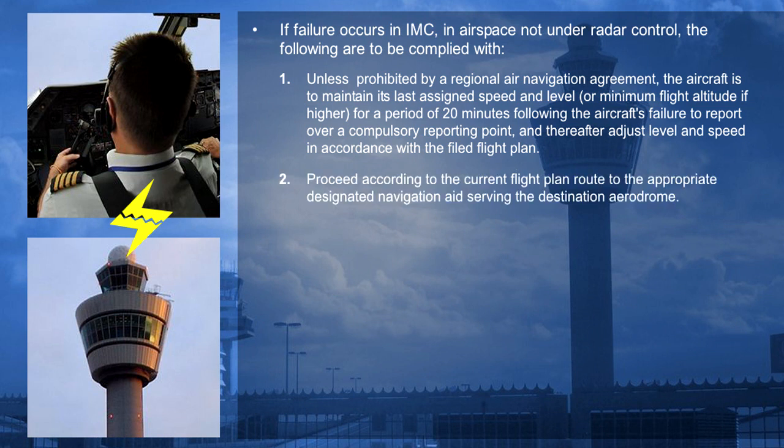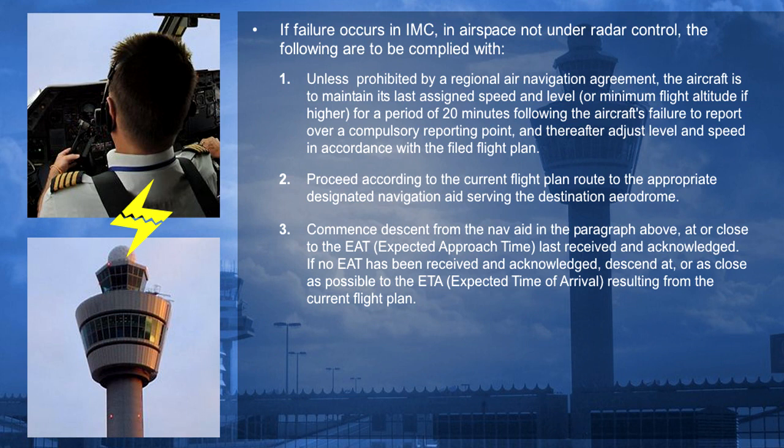2. Proceed according to the current flight plan route to the appropriate designated navigation aid serving the destination aerodrome, and, when required, hold over this aid until commencement of descent. 3. Commence descent from the nav aid at or as close to the expected approach time, EAT, last received and acknowledged. If no EAT has been received and acknowledged, descend at or as close as possible to the ETA resulting from the current flight plan.